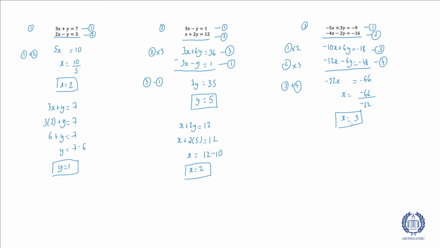So now once you've found x equals 3, substitute in equation 1 or 2. I'm just going to put in equation 1. So minus 5, because it's x, that is becoming 3, plus 3y is equal to minus 9. So that's minus 15 plus 3y is equal to minus 9. So 3y is equal to minus 9 plus 15, right? So 3y is equal to 6. So that means y is equal to 6 divided by 3, which is 2. And that's your answer. Okay?